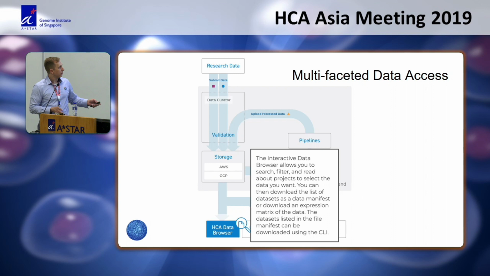So after the data goes through the pipelines, it's brought back through validation again in the same storage space. We also have to be validated. We don't get a pass. And then it's brought into the data browser, which I showed a little earlier. At that point, one can download either data or derived data, depending upon if we have a pipeline for it at that time.